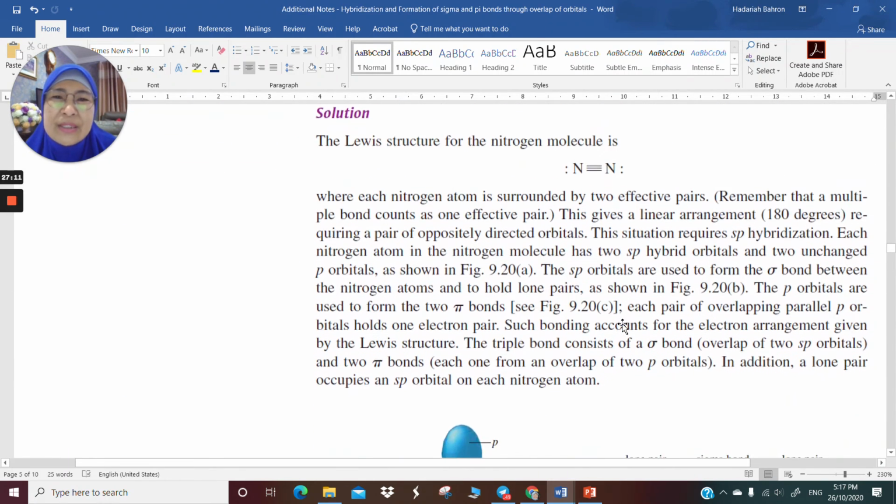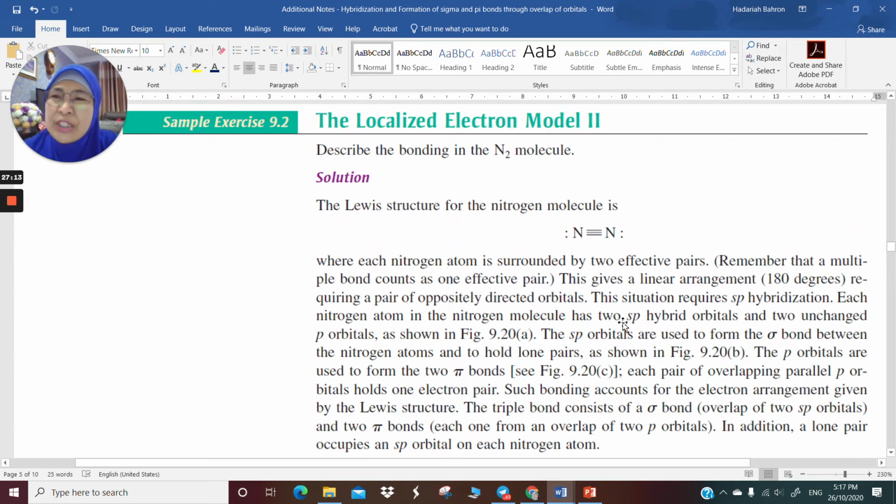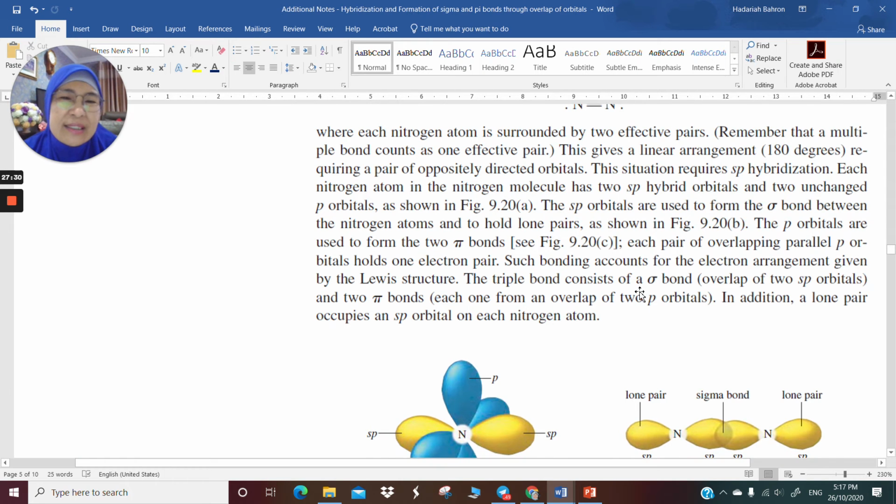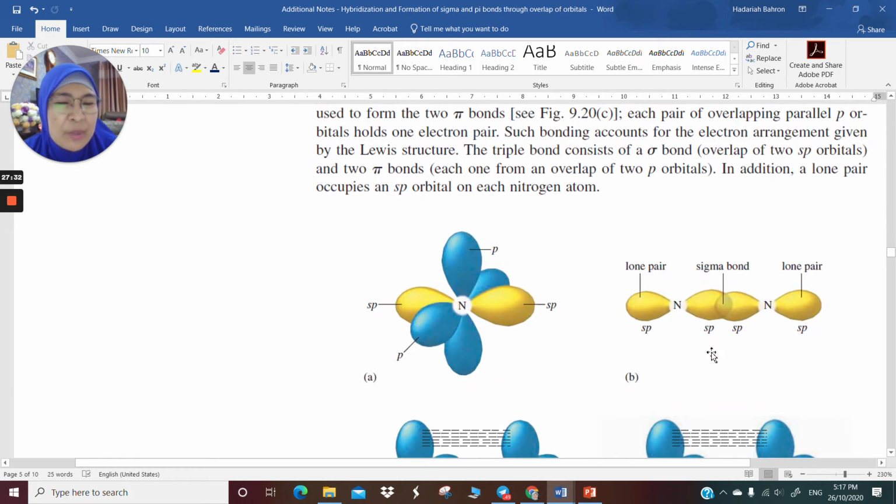So, okay, going into nitrogen. The nitrogen molecule. The Lewis structure for nitrogen is like this. I hope you get a triple bond between the two nitrogens and a lone pair of electrons on each nitrogen. So you have a linear arrangement. A linear arrangement means sp hybrid orbitals.